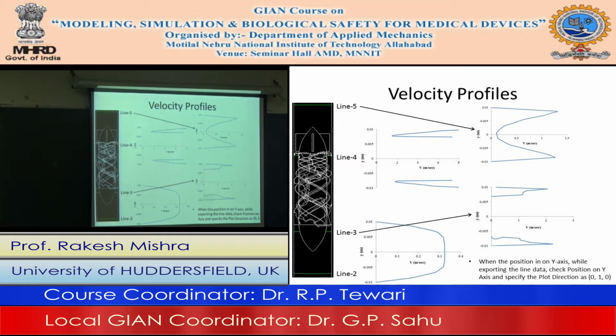Likewise, line 4, this line 4 again here. You can see now this velocity profile is like this. Why do we have non-zero velocity here? It is 0 here. Why do we have non-zero velocity here? In this part, velocity profile is like this. In this part, velocity profile is like this. Why?